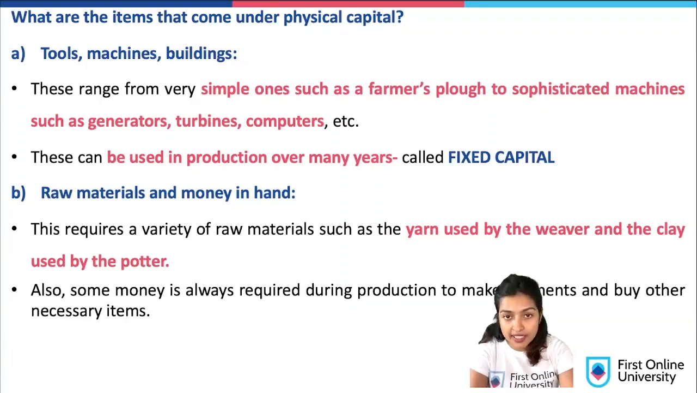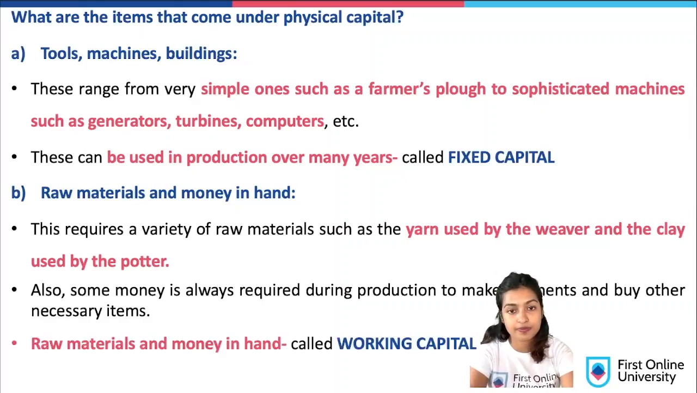So money is definitely needed for production, because we have labor. We have labor who are working for the production, and this labor they will not provide for free, because they will have their own necessities back at home. They will have to feed their own family. So we need to give them cash so that they can sustain their living. So you need to pay them wages. So raw materials and the money in hand are called working capital.